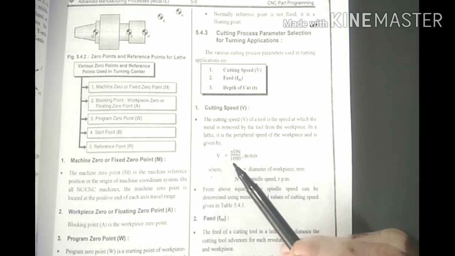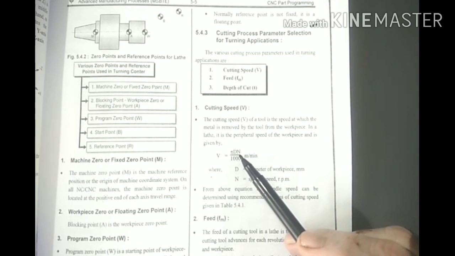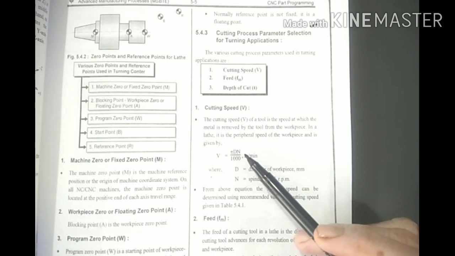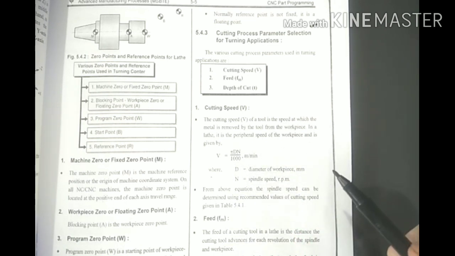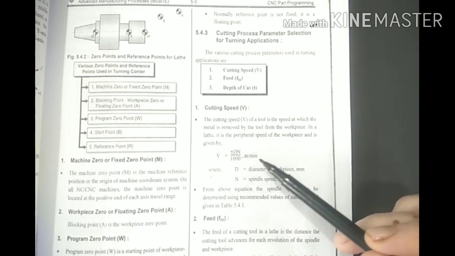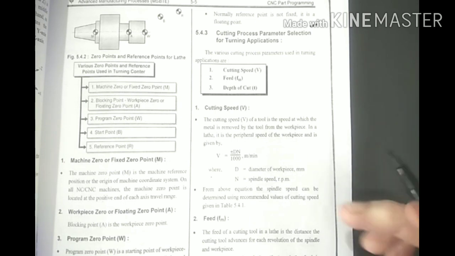The cutting speed of tool is the speed at which the metal is removed by the tool from the workpiece in a lathe. The peripheral speed of the workpiece is given as V equal to pi D N upon 1000, where D is the diameter of the workpiece in millimeter and N is the spindle speed in rpm, revolutions per minute. By using this formula, you can calculate the value of cutting speed. Then feed.